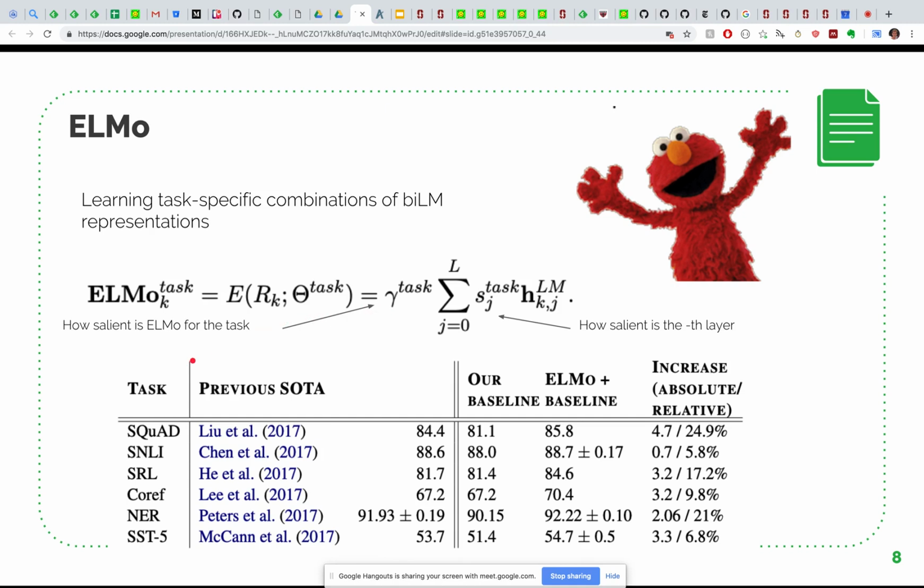You can see here results on different datasets where they outperform the state of the art, especially in question answering, coreference and NER also. So ELMo has become one of the leading pre-training models that we can use in addition to word embeddings like word2vec or GloVe.